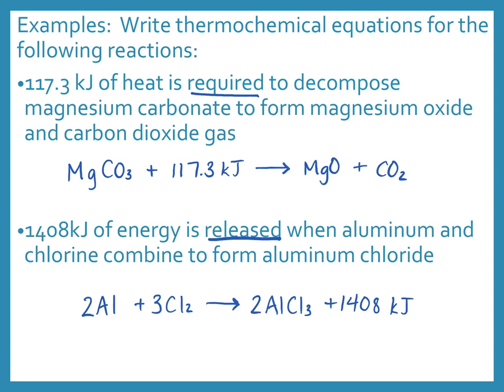An endothermic reaction will have the energy amount written as a reactant, and exothermic will have it written as a product. Both of them are written with a plus. In a balanced equation, we are always just using a plus sign in between any chemical compounds and any energy amounts that we have.